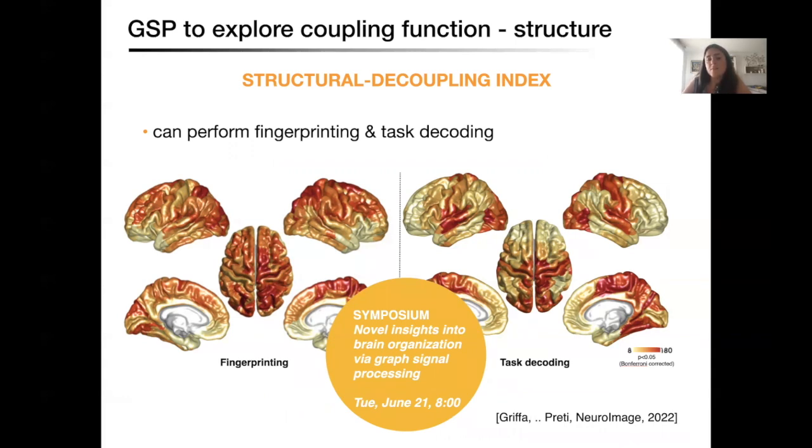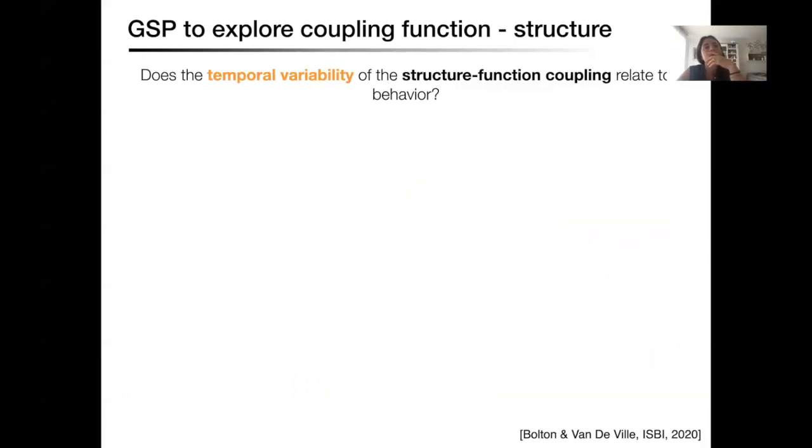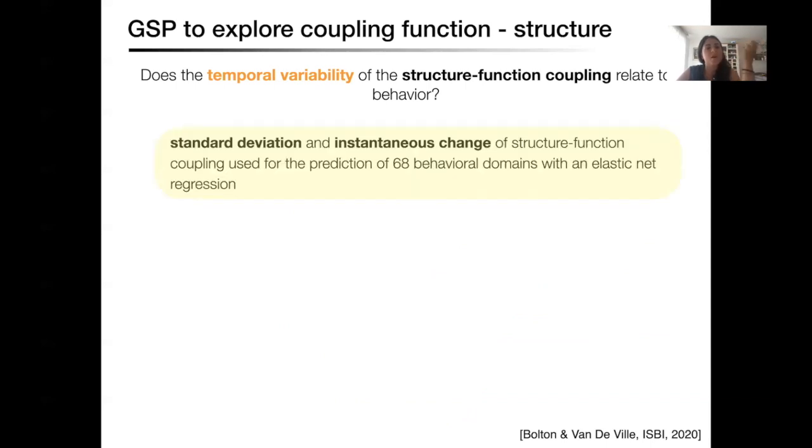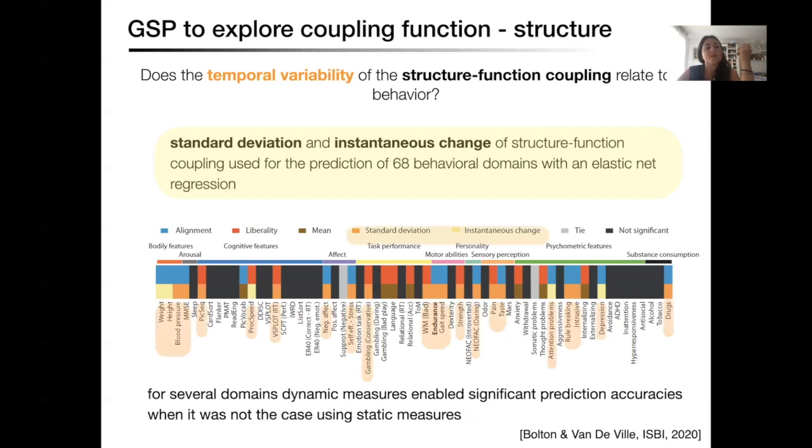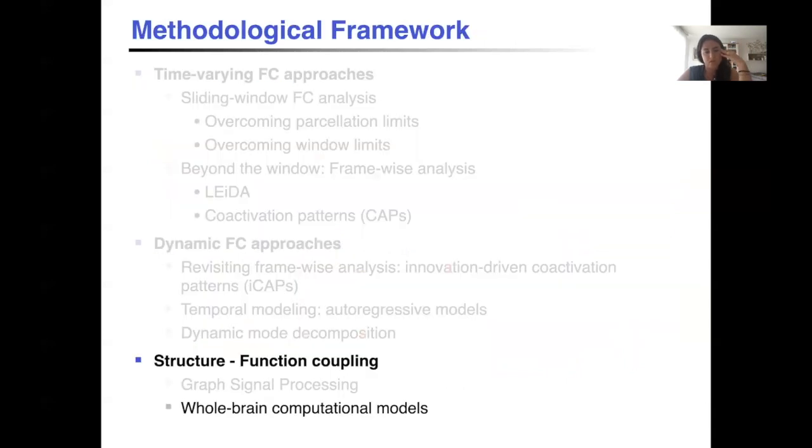So come at 8. But we can also ask ourselves, how does the relationship between function and structure change over time? What was shown in this preliminary study is that for several domains, dynamic measures of structure function coupling, specifically looking at standard deviation and instantaneous change, enable a significant prediction accuracy, better than when using static measures.